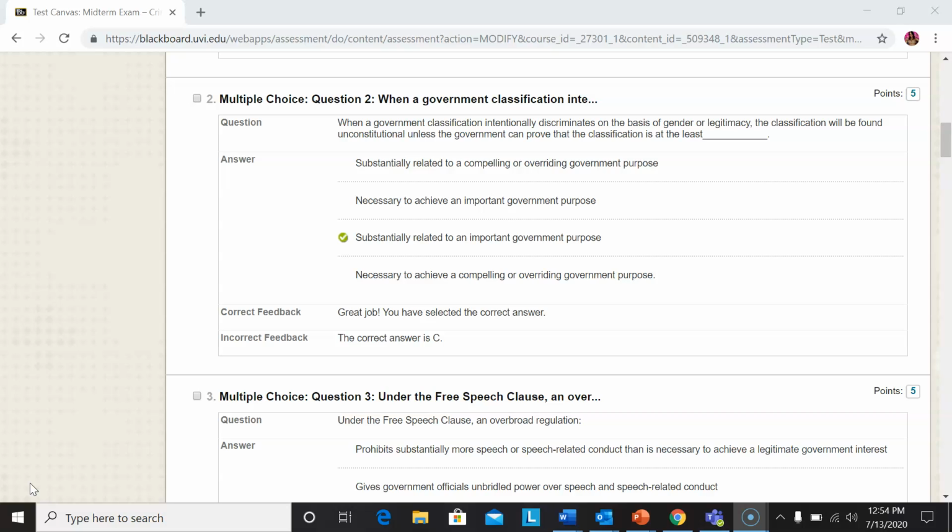Question number 2. When a government classification intentionally discriminates on the basis of gender or legitimacy, the classification will be found unconstitutional unless the government can prove that the classification is at the least substantially related to an important government purpose. That answer is C, and you can also get that information from Chapter 2, Figure 2.3, which lists the Equal Protection Clause standards of scrutiny.